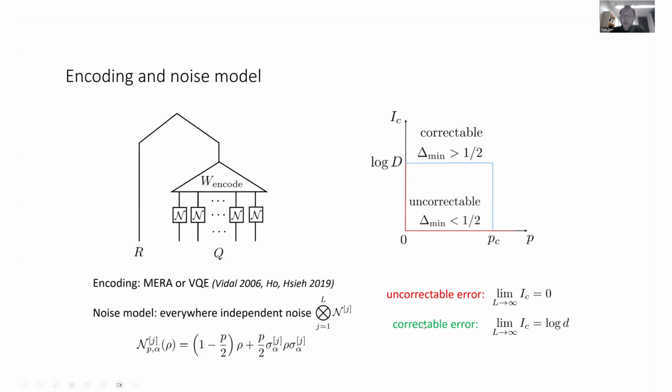And the coherent information will tell you whether the error is correctable or not. If the error is correctable, then the coherent information remains unchanged as you take the thermodynamic limit. That just means that the error is correctable. And if instead the coherent information drops, then the error is uncorrectable. So that is the correctability condition for the CFT code.